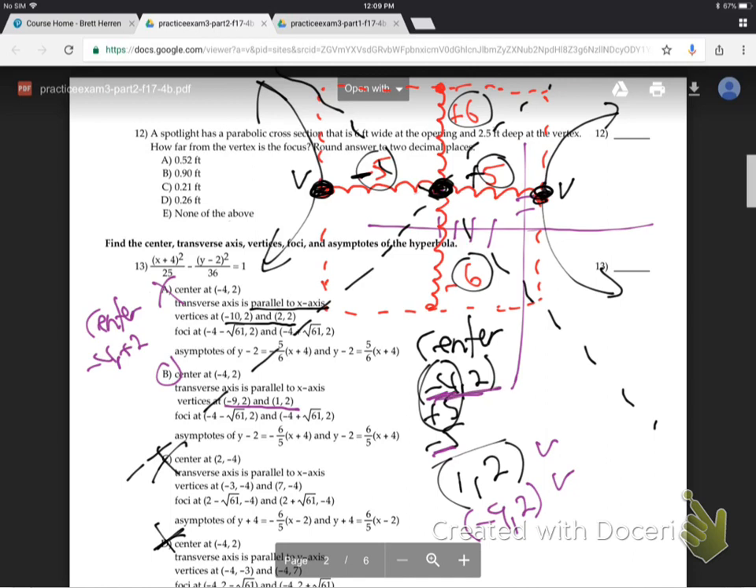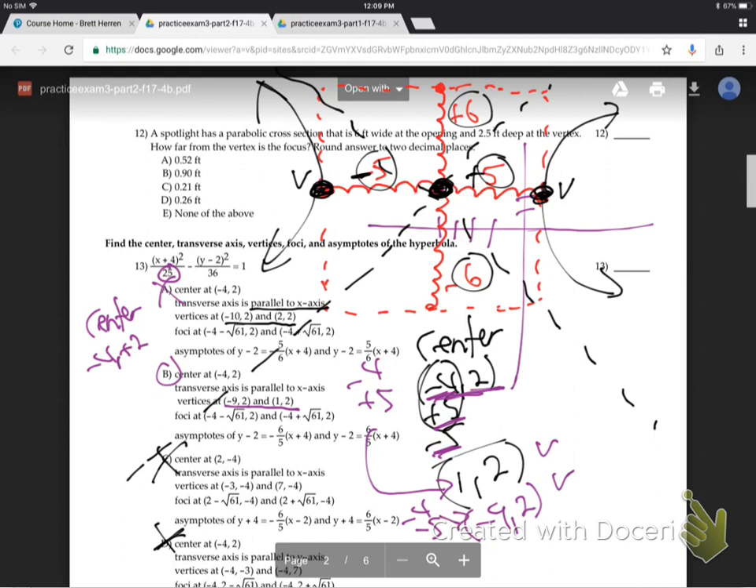I took the center, negative 4, 2, and I added 5 and subtracted 5 to the x coordinate, because what's underneath x is 25, or 5 squared. So that's add 5, subtract 5 from the x value. So negative 4 plus 5 gave me positive 1, and negative 4 minus 5 gave me negative 9.